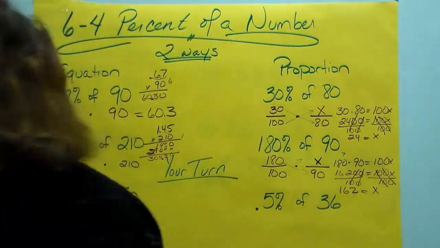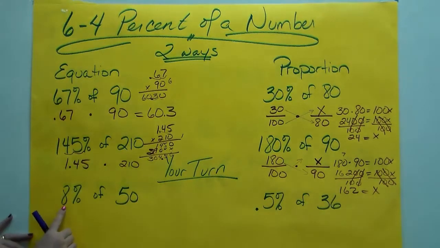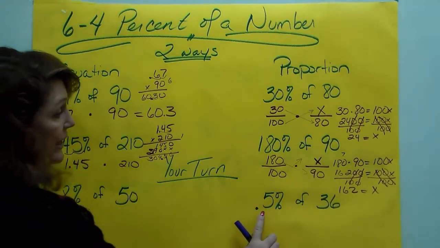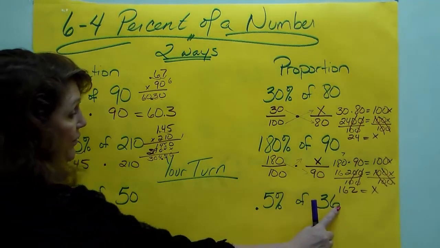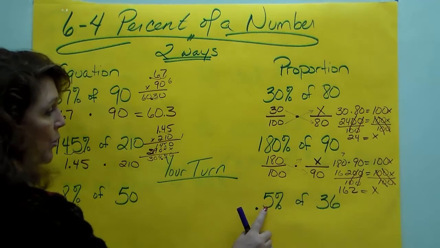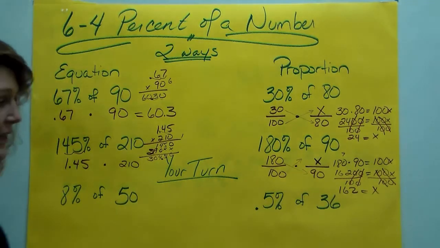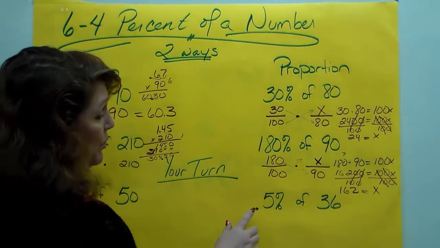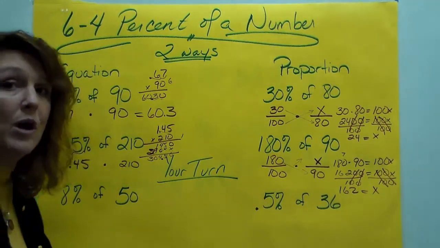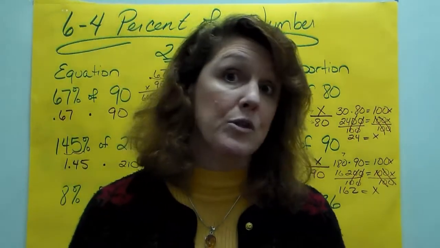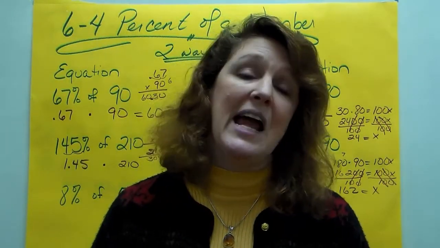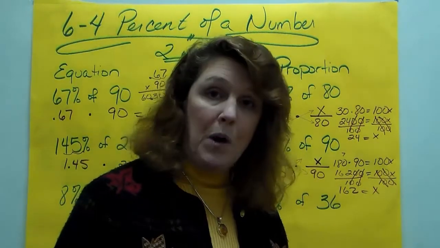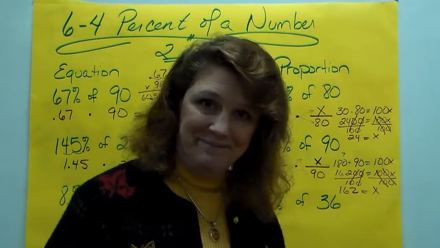I've got 1 in the equation category, 8% of 50. And I've got 1 in the proportion category, 0.5% of 36. 0.5%. If I want to put this number over 100, well, it's a proportion. You can put 0.5 over 100 if you want, or you can put 5 over 1,000. You can multiply everything by 10 and make it so it doesn't have any decimals. That's entirely up to you. So, give this a minute, push pause, come back when you're done, okay?